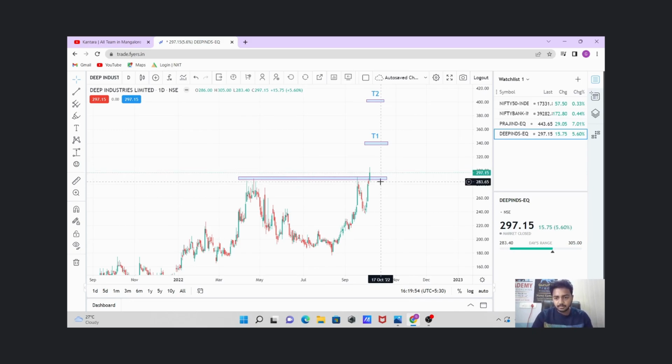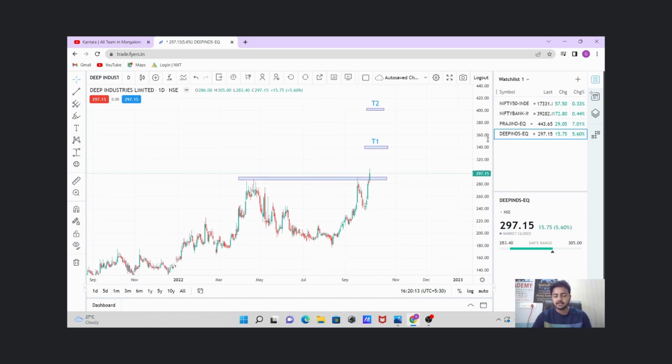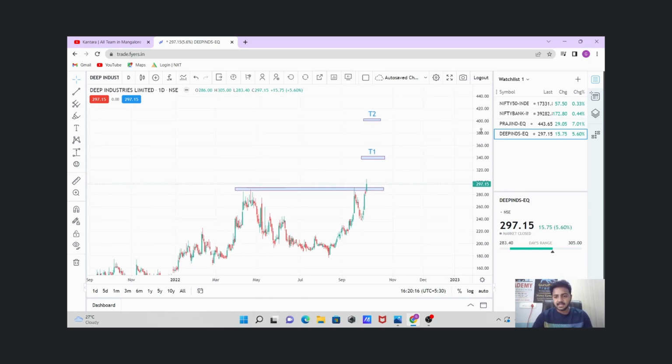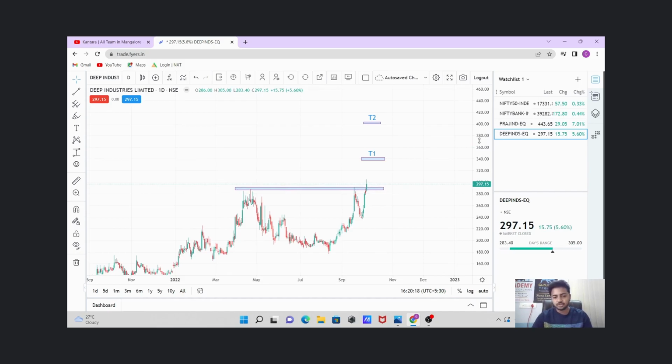Our stop loss will be very steep. A red candle closing below 285 levels will exit the trade. Our first target will be around 340 levels, and our second target in Deep Industries is 400. So these are the targets and stop loss for both the stocks respectively.